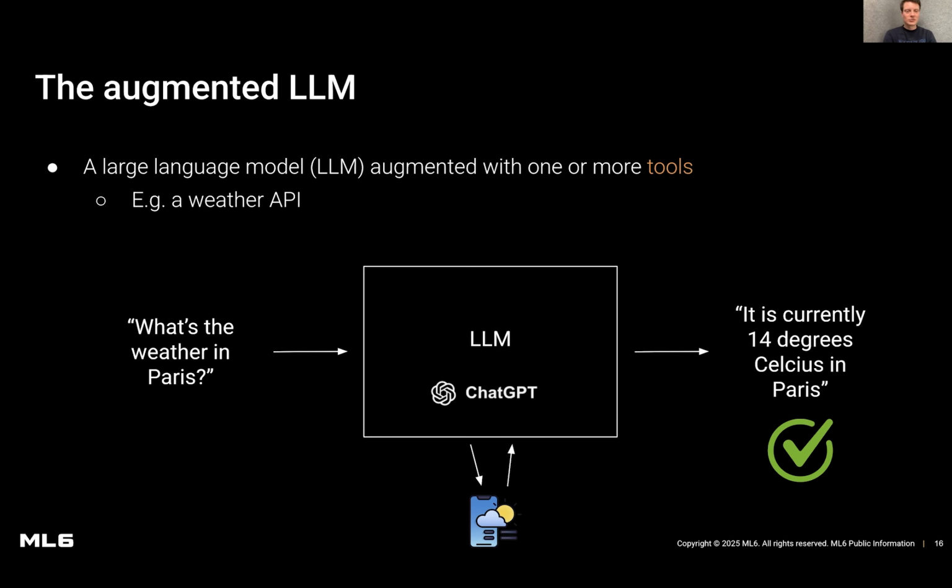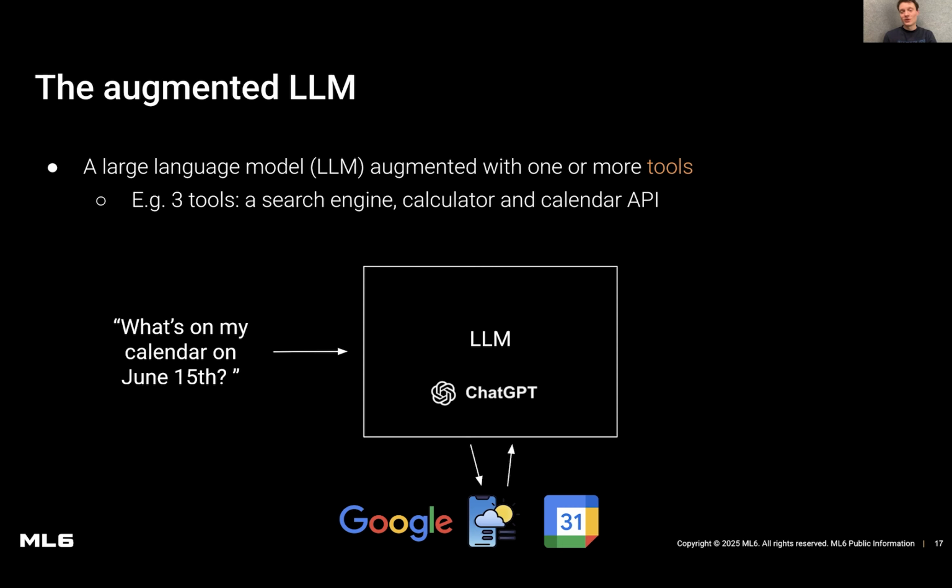So these are just some examples of how we can make an LLM more powerful by augmenting it with one or more tools. And as I said, one or more tools, you can also, of course, add multiple tools at once to an LLM. In that case, let's say we equip the LLM with a search engine tool, so Google Search, a calculator, and then also the calendar API. In that case, we can ask the model, for example, what's on my calendar on June the 15th.